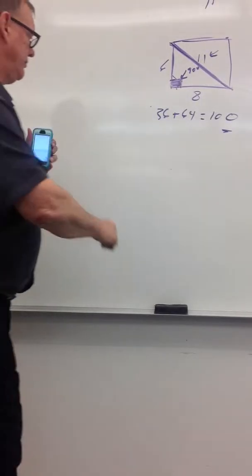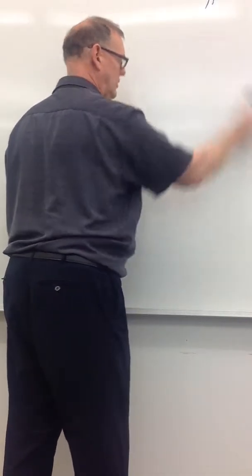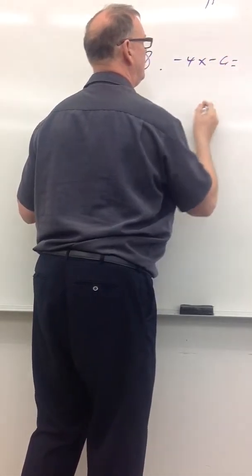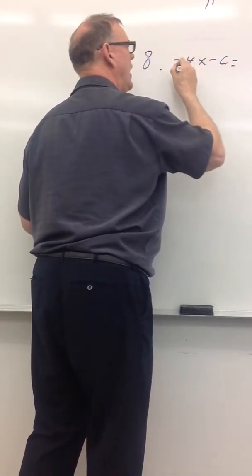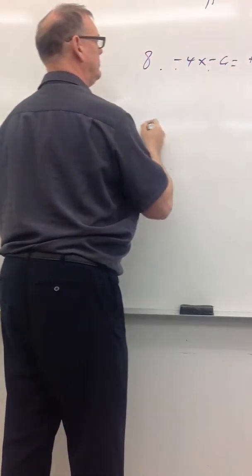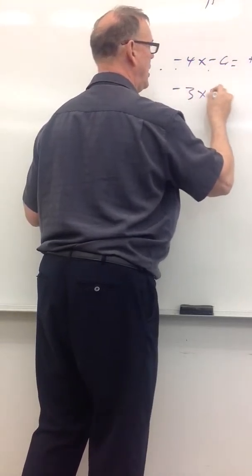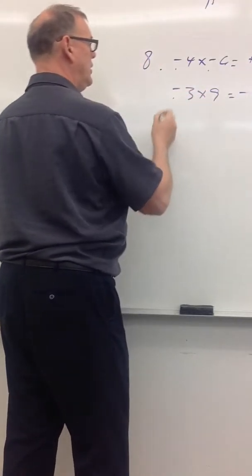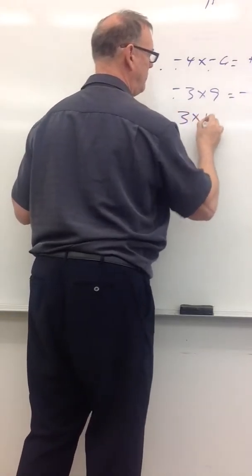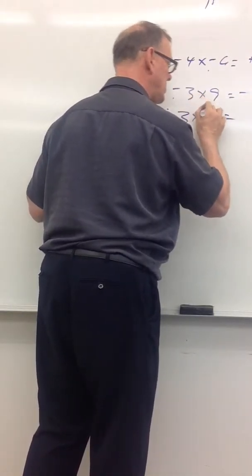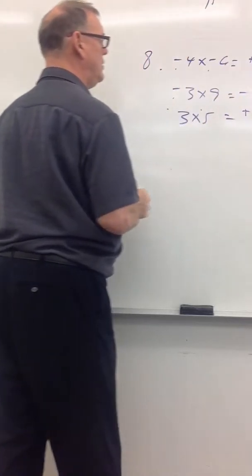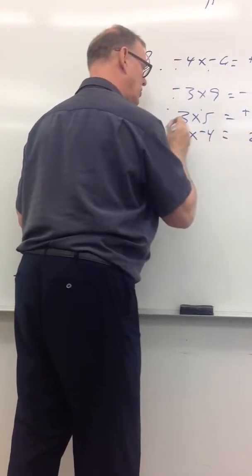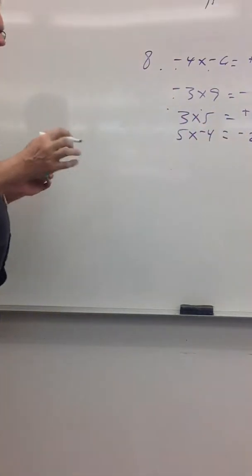All right, number 8. Minus 4 times minus 6. 4 times 6 is 24. A negative times a negative is a positive. Next, minus 3 times 9. 9 times 3 is 27. A negative times a positive is a negative. Next, 3 times 5 is 15. A positive times a positive is a positive. It's understood, right? 5 times minus 4 is minus 20. A positive times a negative is a negative. Yes? Okay.